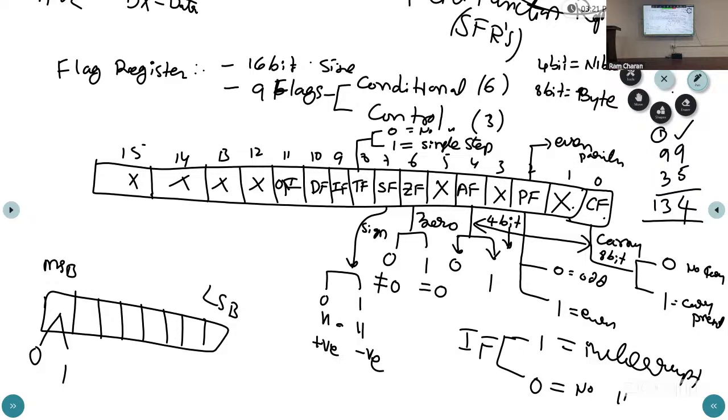Total registers in 8086: 14. What are the 14? The 4 general purpose registers and the 10 special function registers. In that, the important one is the flag register. So using these 14 registers, we write programs. Only these 14 we use to write a program. That is a basic programming language.